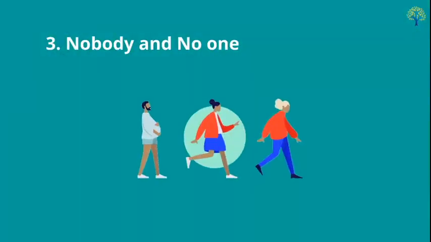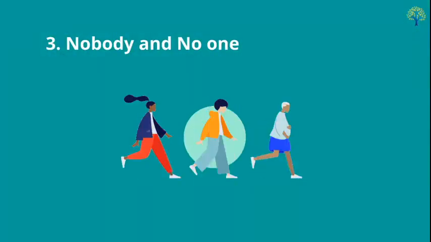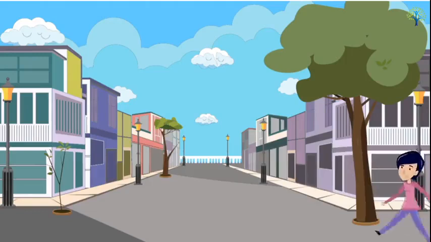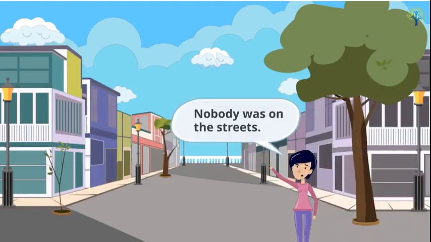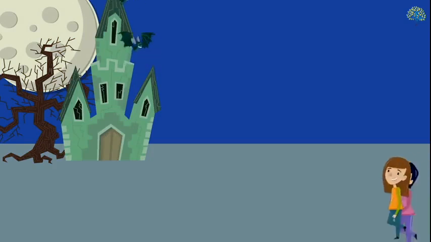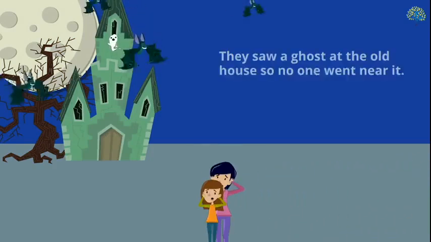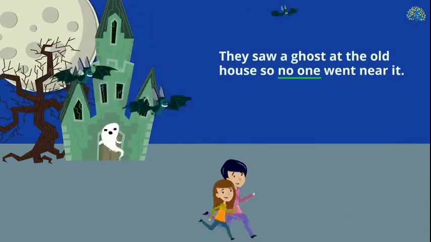Nobody and no one are used when talking about people. For example, nobody was on the streets. Or, they saw a ghost at the old house, so no one went near it.